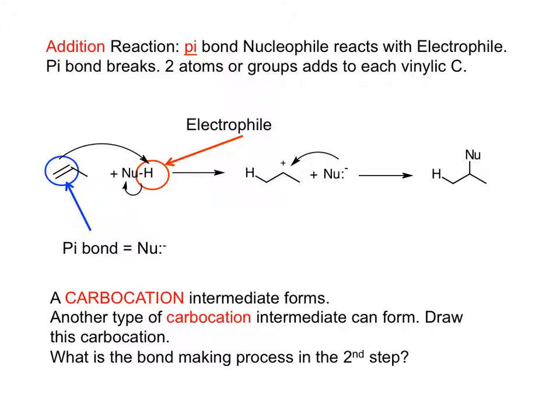So let's use curved arrows to show how bonds break and form. The nucleophilic pi bond reacts with the electrophilic H to form a carbocation intermediate. The nucleophile reacts with the electrophilic carbocation to form the product. Another type of carbocation intermediate can form, so stop the video and draw the carbocation. The other type of carbocation that forms is this one. Note that this carbocation is a primary carbocation, which is not stable.